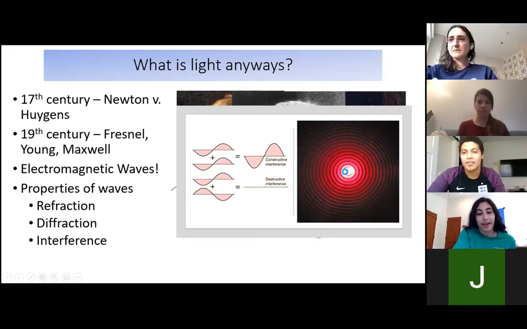And you can see that here. This is probably a helium neon laser, something red. And you see these fringes, these bright spots where you have constructive interference, and these dark fringes where you have destructive interference.